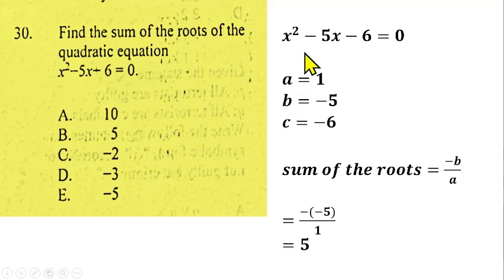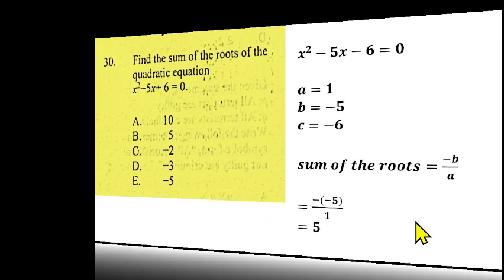Another way you can do it is to solve this quadratic equation. When you solve it, you get the two values of x. Then you add them together, and you are going to get 5 as your answer as well. So I think this one is shorter than solving the quadratic equation. So option B is the right answer for question number 30.